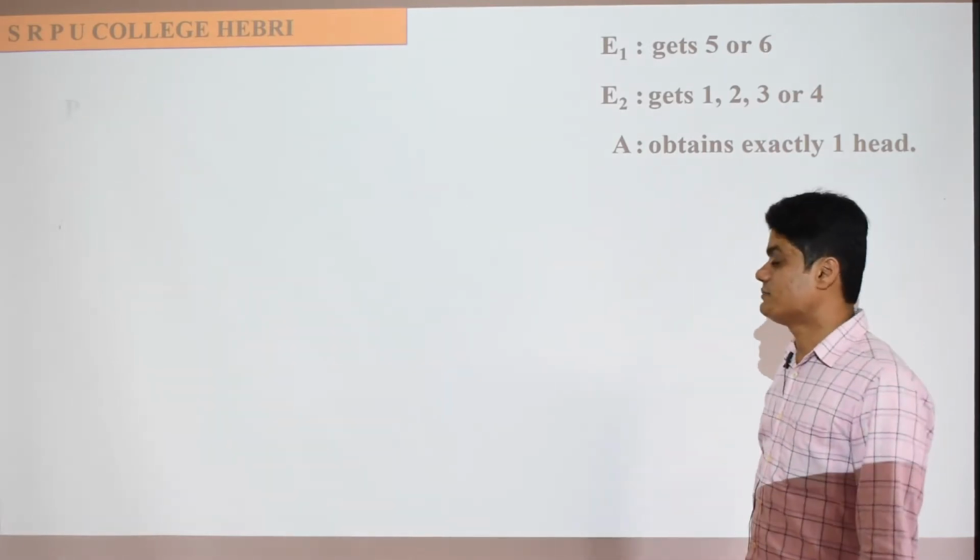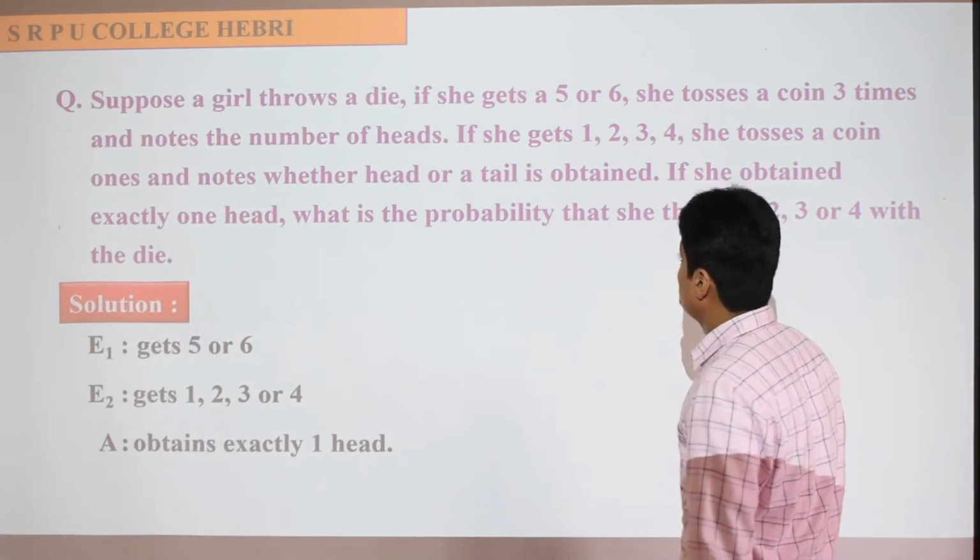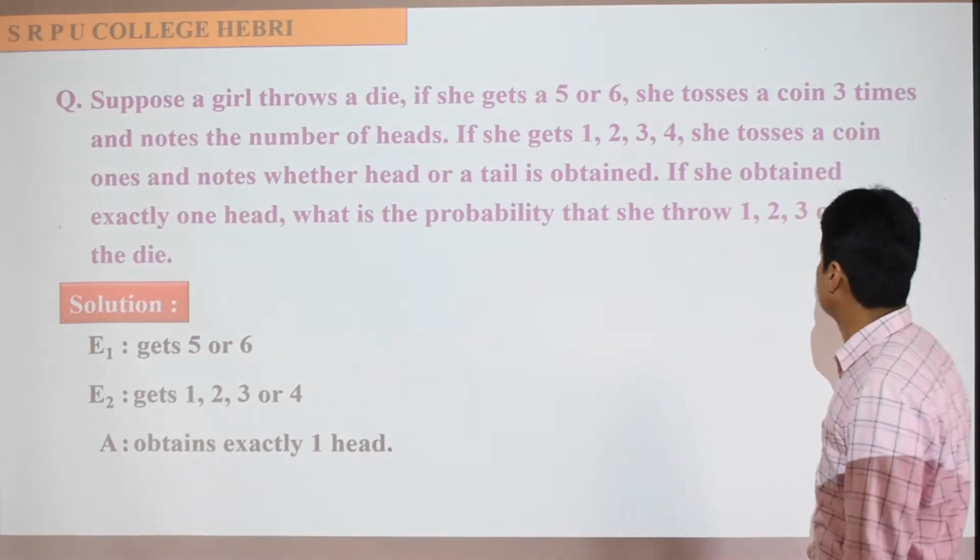Next, what is the probability of E2? Read the question and tell me what is the probability of E2. If she gets 1, 2, 3 or 4, she tosses a coin.